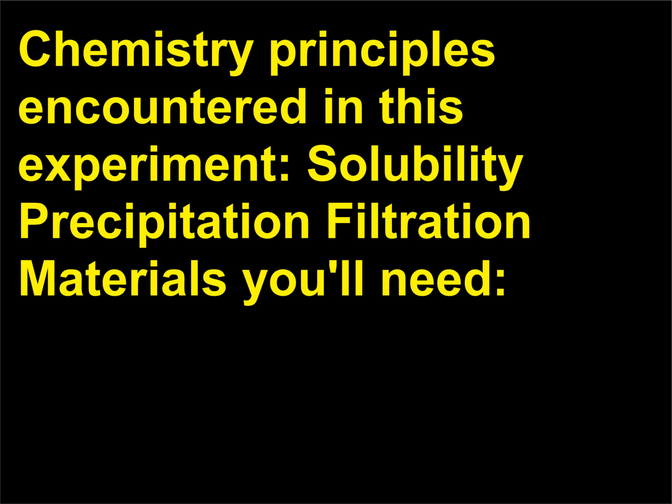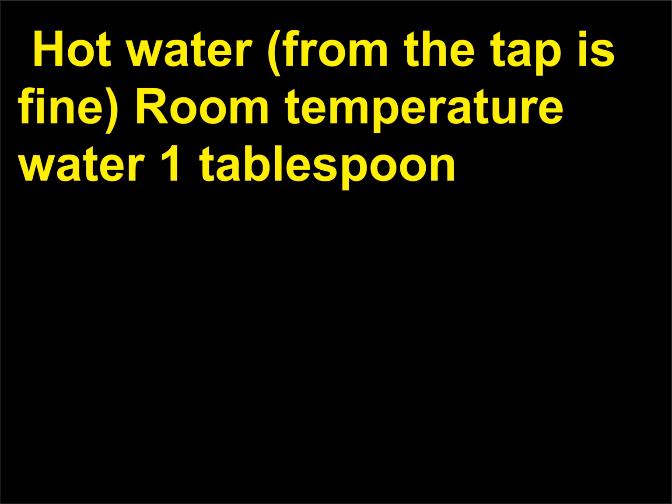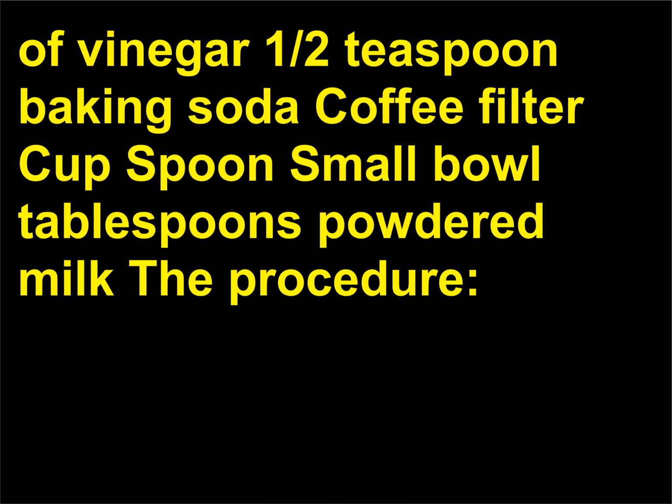How can I make glue from milk? Chemistry principles encountered in this experiment: solubility, precipitation, filtration. Materials you'll need: hot water, from the tap is fine, or room temperature water; 1 tablespoon of vinegar; 1/2 teaspoon baking soda; a coffee filter, a cup, a spoon, a small bowl, tablespoons, and powdered milk.